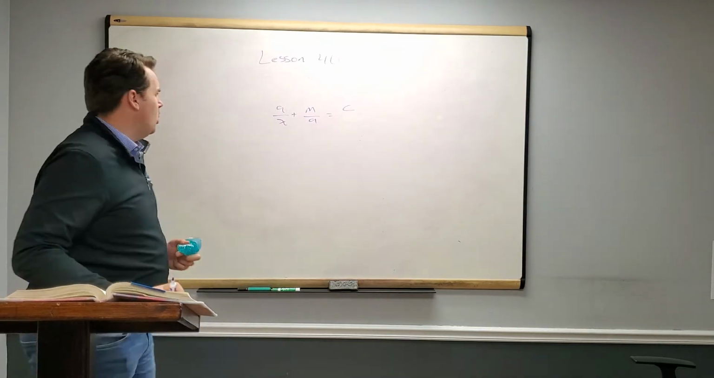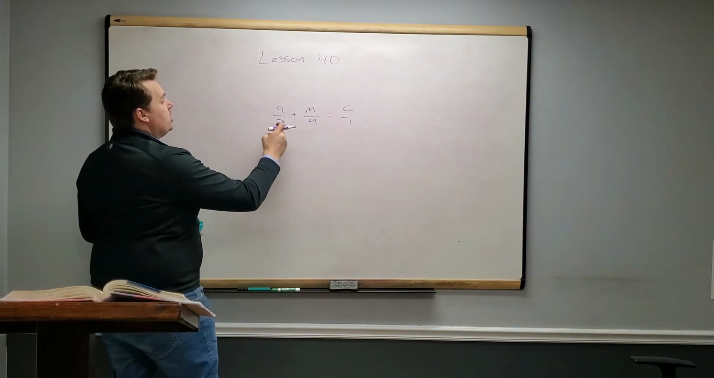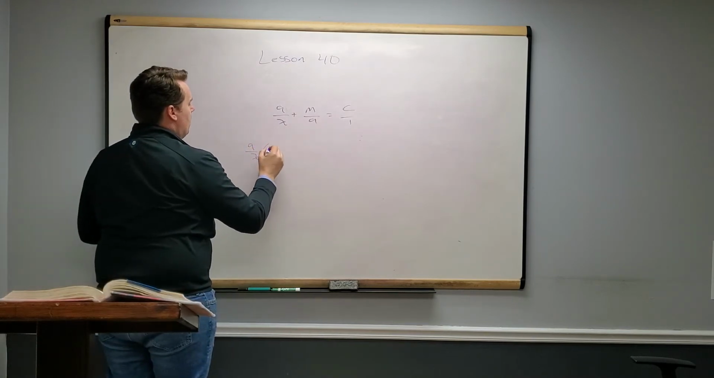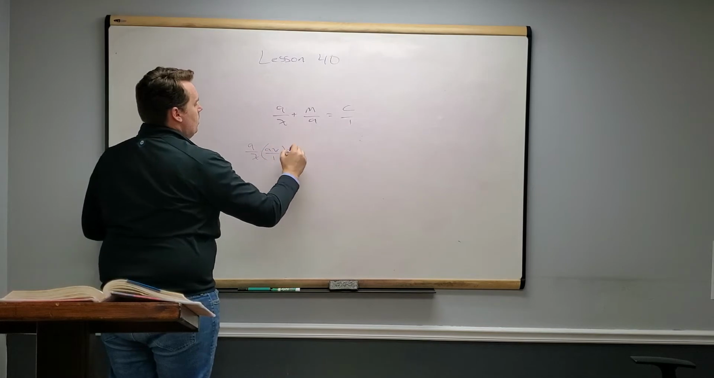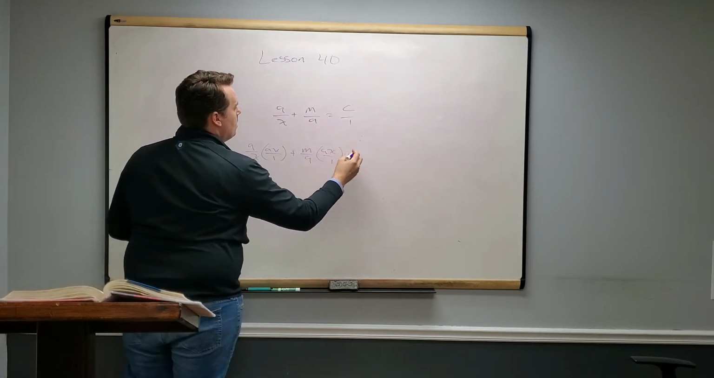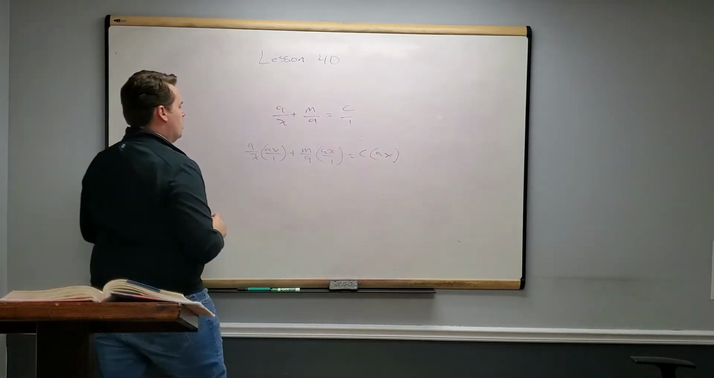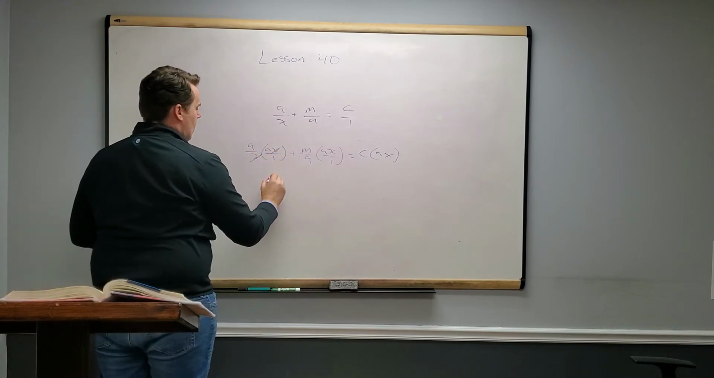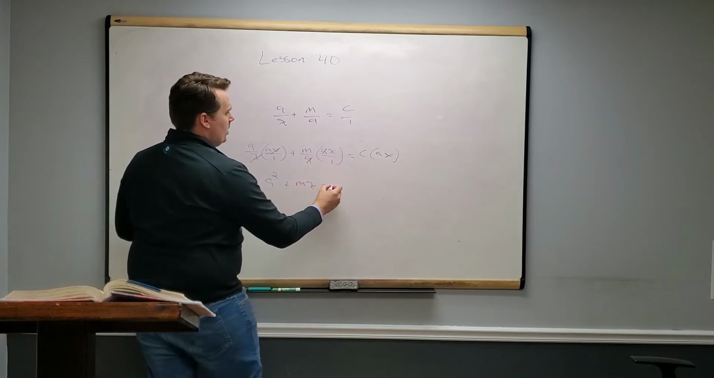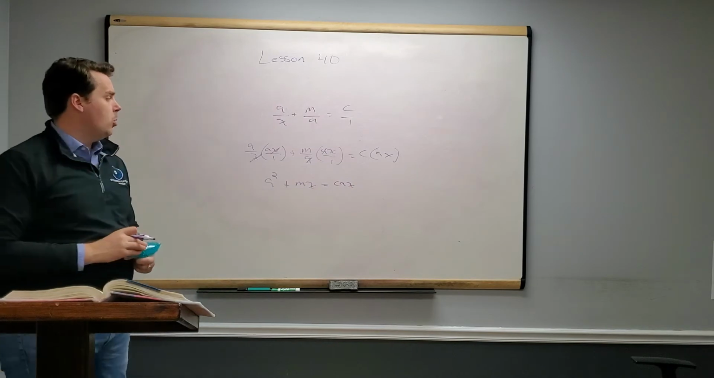Okay, so what do I have? What's the common denominator? It's going to be ax, right? So I'm going to times each one of these fractions by ax. Okay, so I'm going to have a over x times ax plus m over a times ax equals c times ax. Okay, so the x will cross cancel. I'm going to have a squared plus, the a will cross cancel, mx equals cax. Okay, so now I have no more denominators.